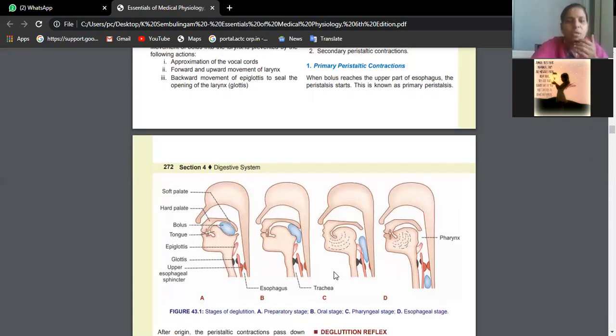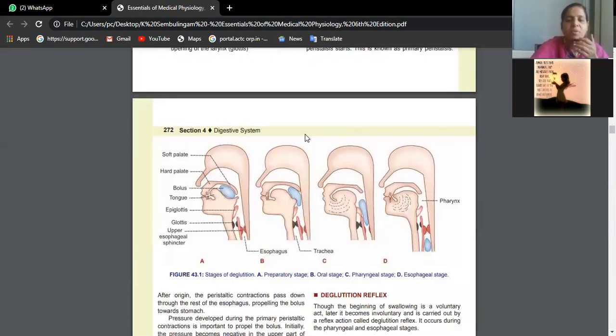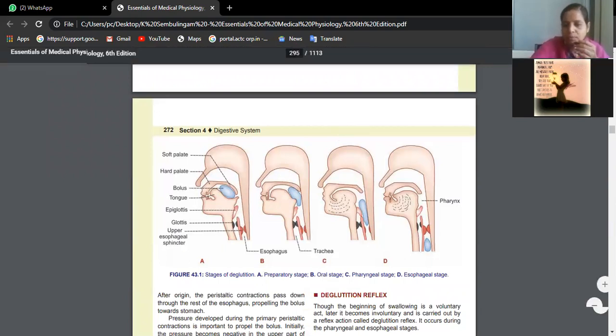The same thing, whatever has been discussed in the form of a diagram, is given in the form of explanation. You can just go through it once. Okay, better. Is that clear?